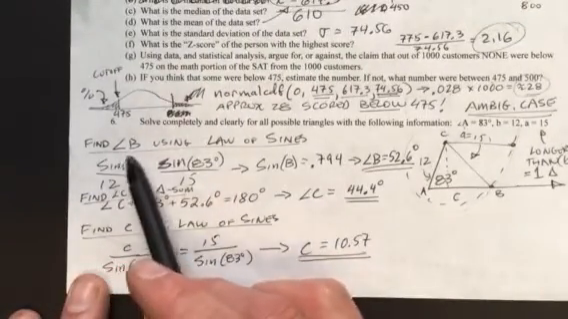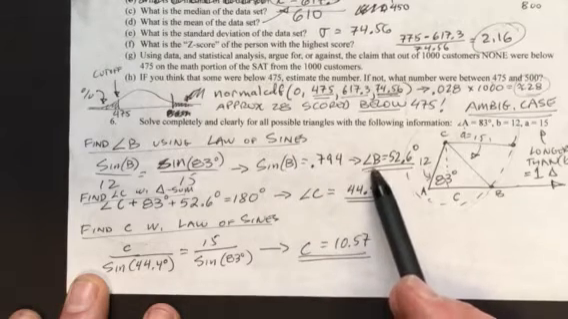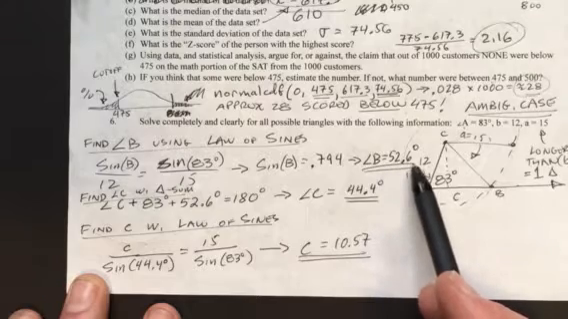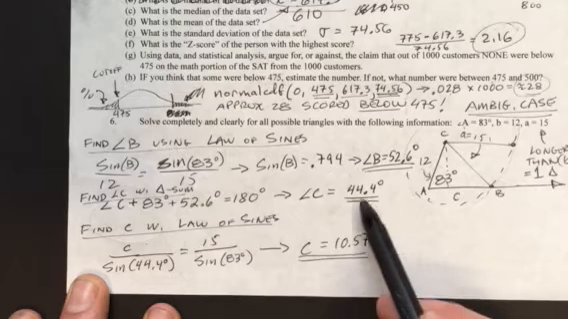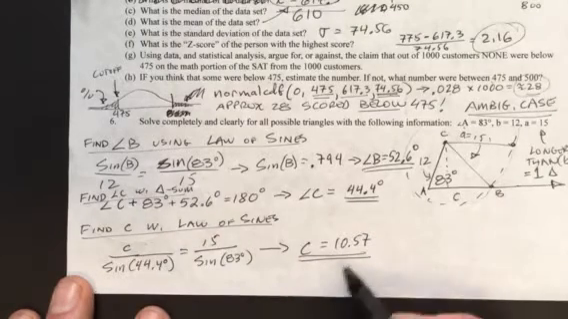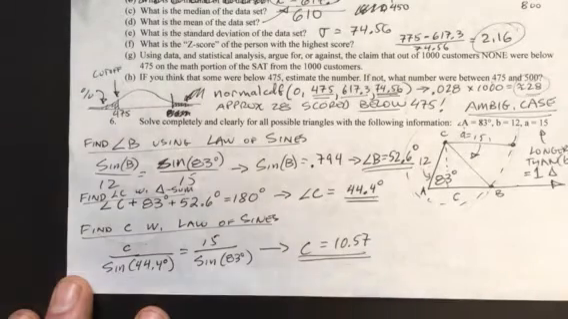I'm going to solve it by using the law of sines first. When I do that, I get angle B is 25.6 or 52.6. I use the triangle sum to find the other angle, and that's 44.4 degrees. And then I use the law of sines again to solve for the missing side, and that's 10.57. And I am done.